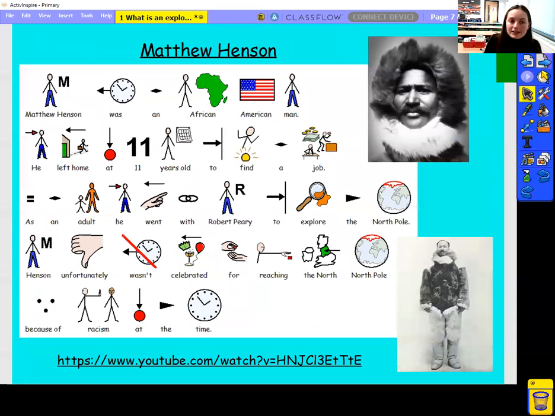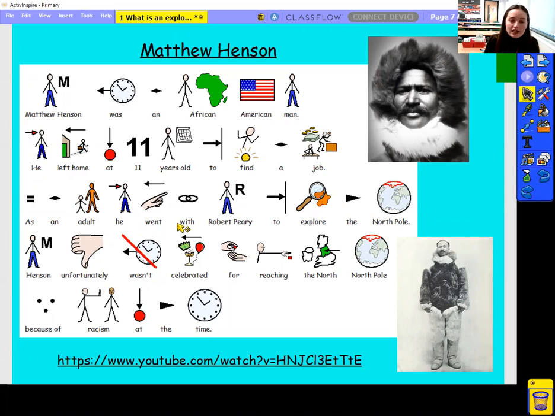And then we have our last explorer. This man is called Matthew Henson. Well done. Let's read it again together. Remember your capital letters and your full stops. Matthew Henson was an African-American man. Bang. He left home at 11 years old to find a job. Bang. Wow, that's a young age.